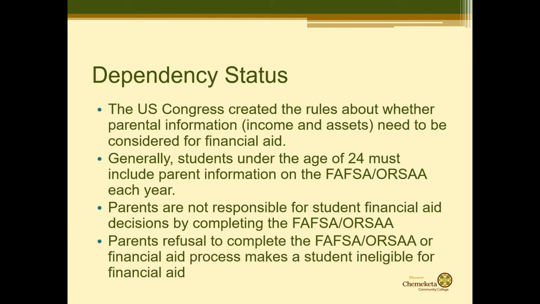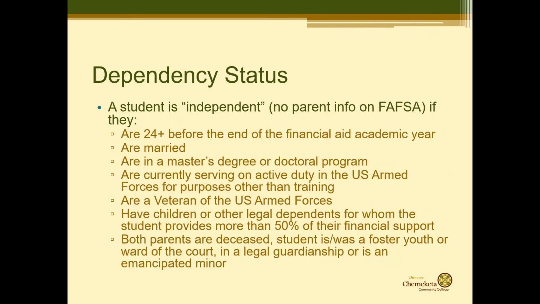If a parent refuses to complete the FAFSA or ORSA or provide the documentation necessary for a student to complete their financial aid file, the student is ineligible for financial aid. There are a series of questions on the FAFSA and ORSA that the student will answer to determine if they are a dependent or independent student for financial aid purposes.